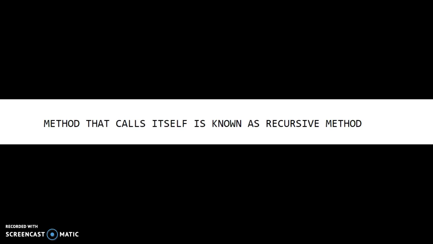So recursion: a method that calls itself is known as a recursive method. So what is all this about? First things first, we are going to come up with a class and we're going to call it Managers.